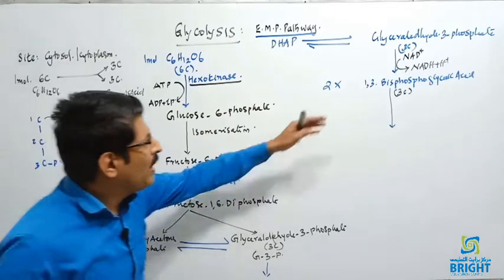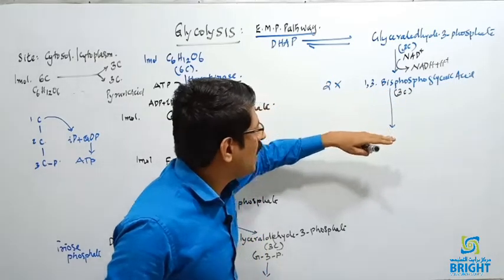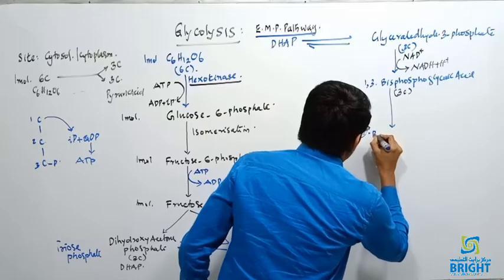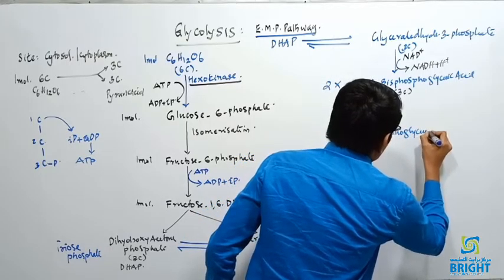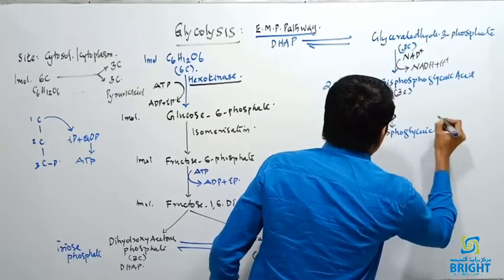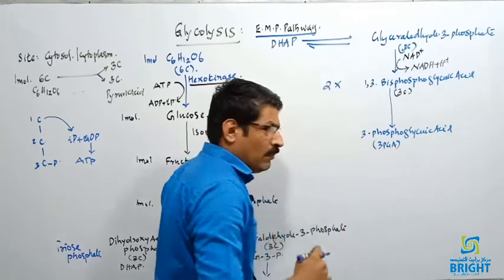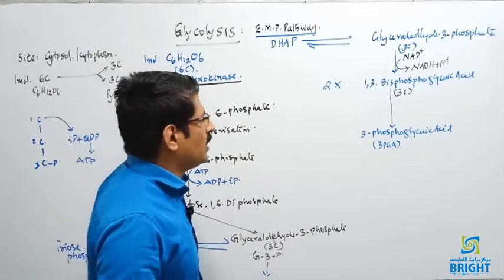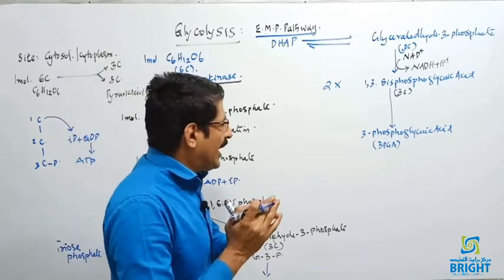So in the next step, glyceraldehyde 3-phosphate is converted into 1,3-bisphosphoglyceric acid. 1,3-bisphosphoglyceric acid is converted into 3-phosphoglyceric acid, and that is 3-PGA, the same biomolecule we discussed as a part of the C3 cycle, the first stable compound produced in the Calvin cycle.